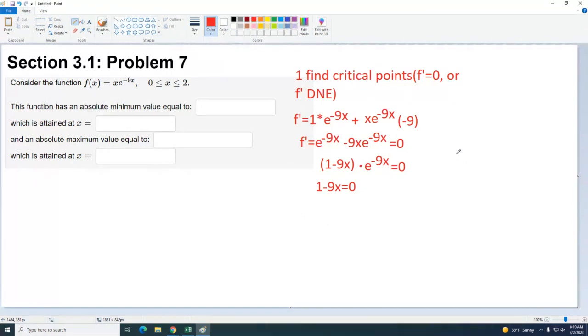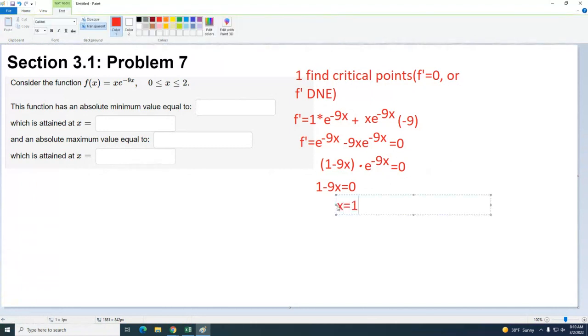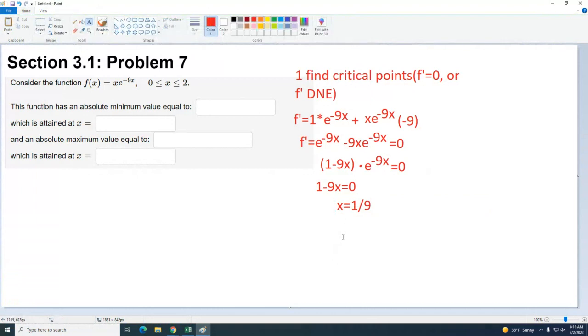So out of these two factors, that's a positive number. This could be a number that equals 0. This could be the reason 1 minus 9x is the reason that this whole equation can equal 0. So solving this, we end up having x equal to 1 over 9. All right. So this function has only one critical point. That is at 1 over 9. Our interval is 0 to 2, and our critical point is 1 over 9.